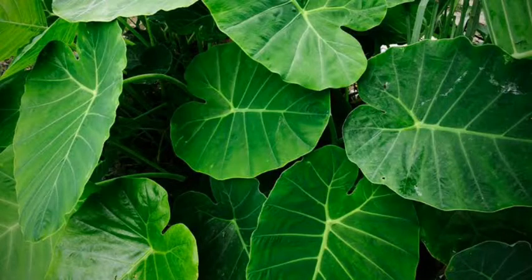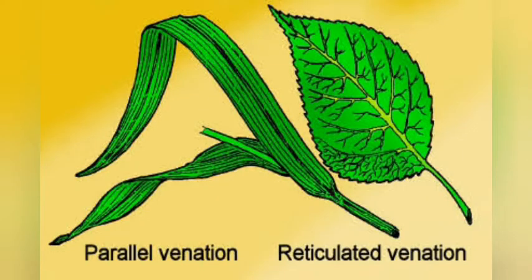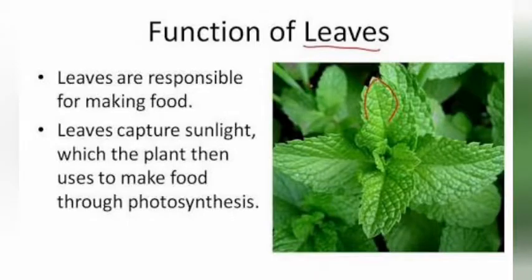We are learning about leaves. In our last video, we studied about structure and venation of leaf. In this video, we are going to learn about functions of leaf. The main function of a leaf is to make food. As we know, leaves are known as food factories of the plants.